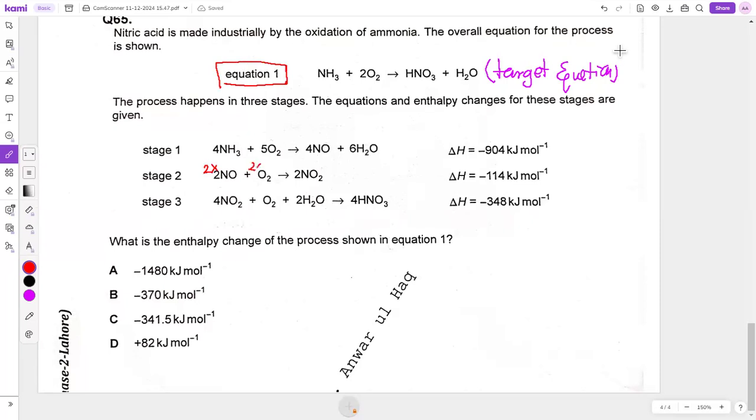Can I multiply this second equation with two, beta? So when I multiply this second equation with 2, I have to multiply this energy change with 2 as well. Does it make sense? Now add all the three equations. In all three equations, the components which are the same and are on opposite sides will be cancelled out. Now tell me which things will be cancelled out? This 4NO2 and 4NO, and this is also 4NO, will it cancel or not? 4NO cancelled out. What other thing is cancelled out? 4NO2 and 4NO2 cancelled out.